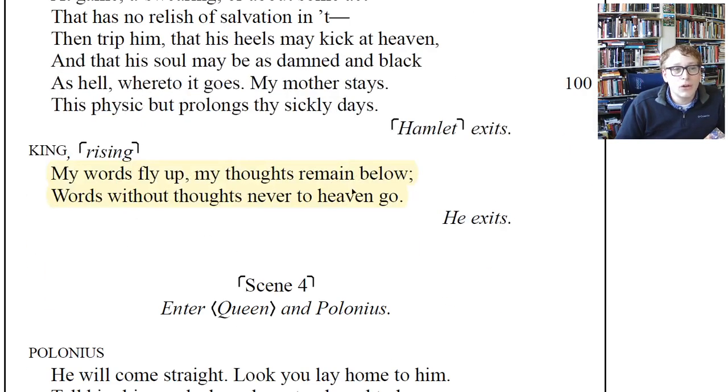My words fly up, my thoughts remain below. Words without thoughts never to heaven go. He couldn't pray. He couldn't bring himself to pray. And so therefore he wasn't actually praying, and Hamlet could have sent his soul to hell, but didn't.